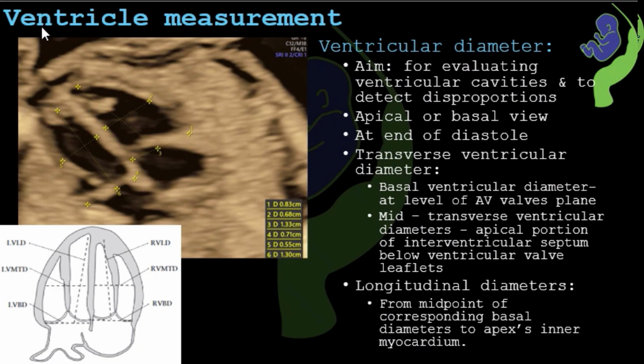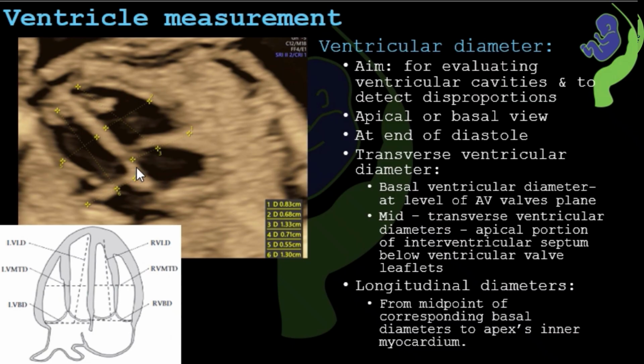Now let us move on to the measurement of the ventricular diameter. In the same apical or basal 4-chamber view, at the end of diastole, when you see the maximum diameter of the ventricles, and make sure that the atrioventricular valves are closed, at this plane we should measure around 3 diameters. First, draw a transverse line at the level of the annulus, extending from the inner line of the myocardium or endocardium to the inner side of the septum primum on both sides.